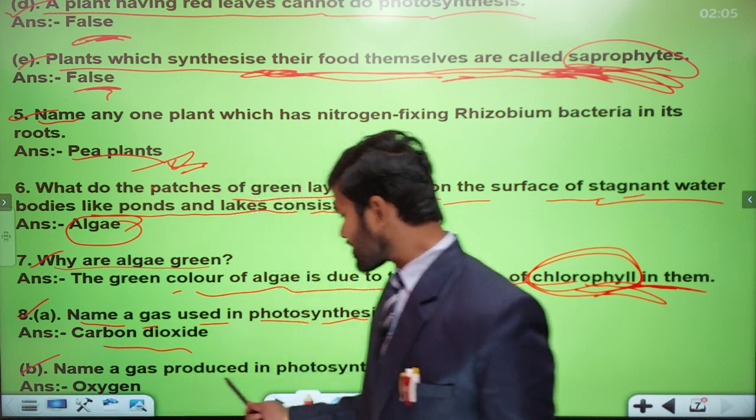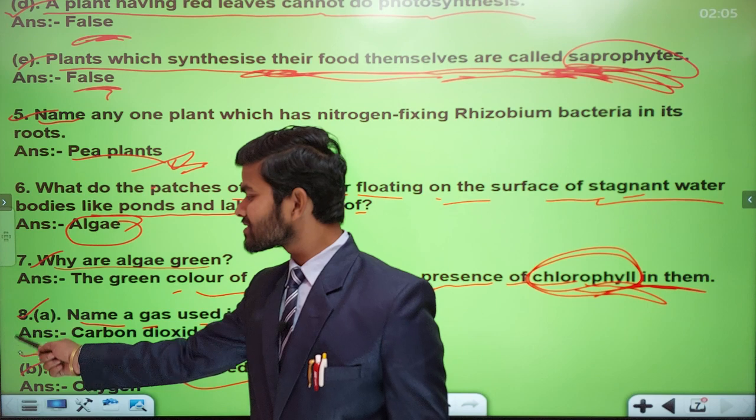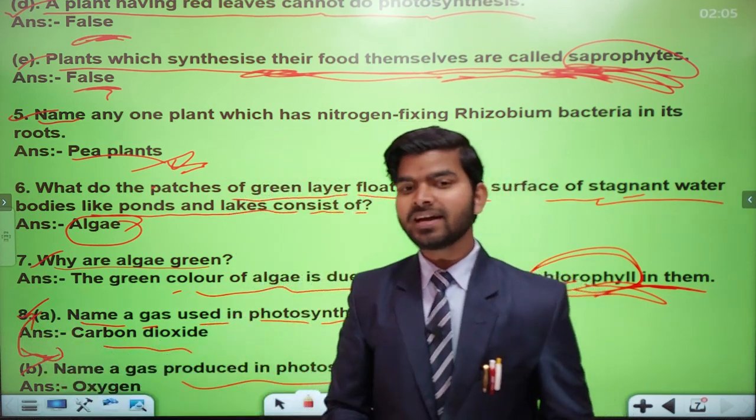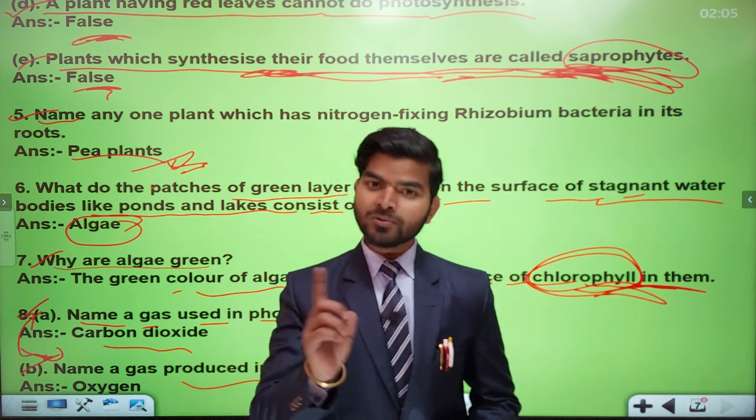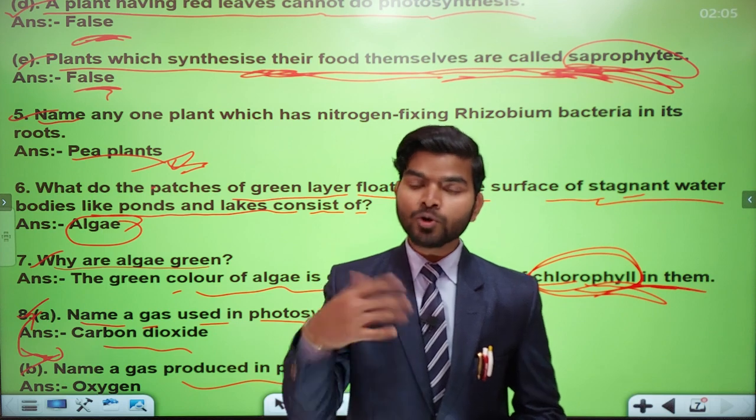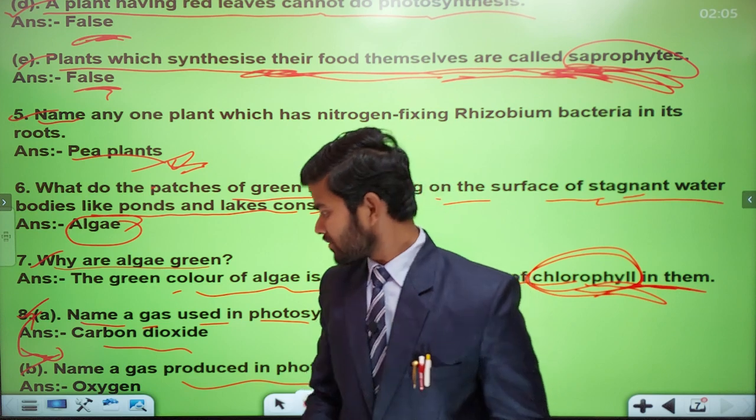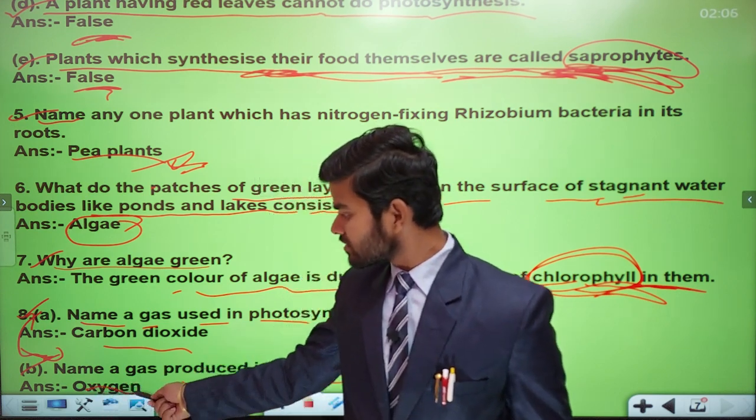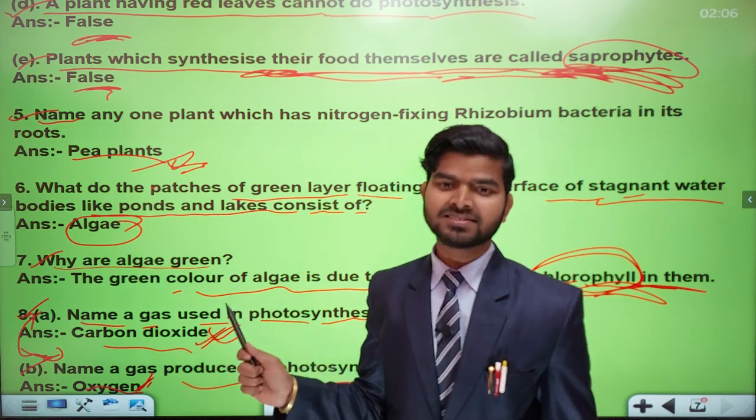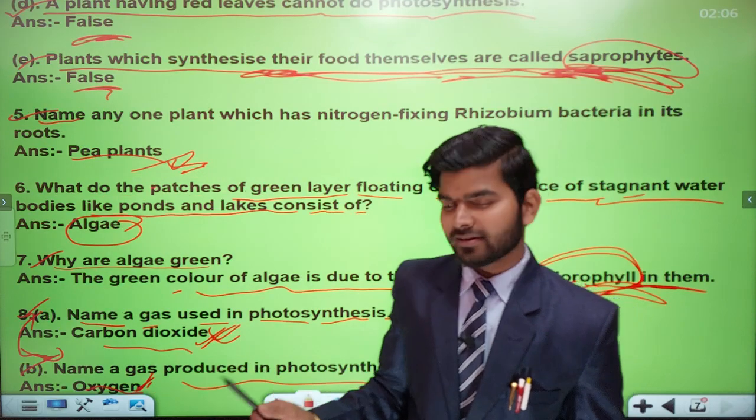Next one: name a gas produced in photosynthesis. This is the opposite of the previous question. The first question asks which gas is required for photosynthesis, and the next asks which gas is produced as a product during photosynthesis. The answer is that oxygen is produced during photosynthesis and carbon dioxide is taken in during photosynthesis. All clear.